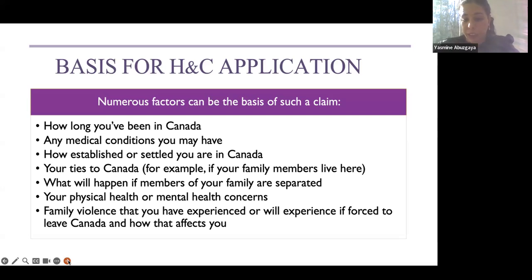In terms of the actual H&C application, there are 3 main elements that an officer would focus on when making a decision. And we're going to be going into those different elements in this presentation. So 1, what is the extent of the applicant's establishment? 2, will the applicant and any dependents included face any hardship if removed from Canada? And 3, will the return of the applicant to the country of origin affect the best interest of any child?